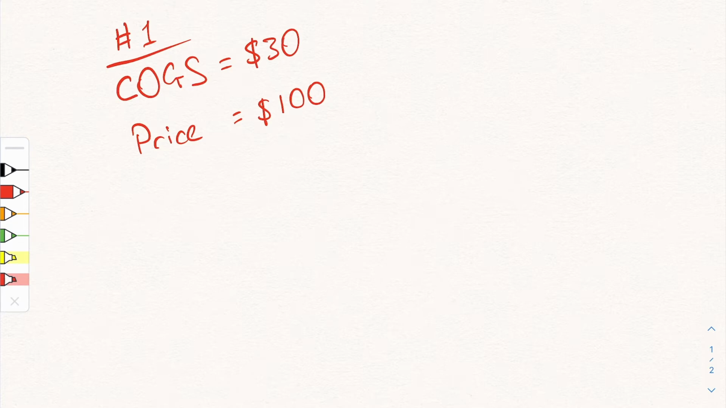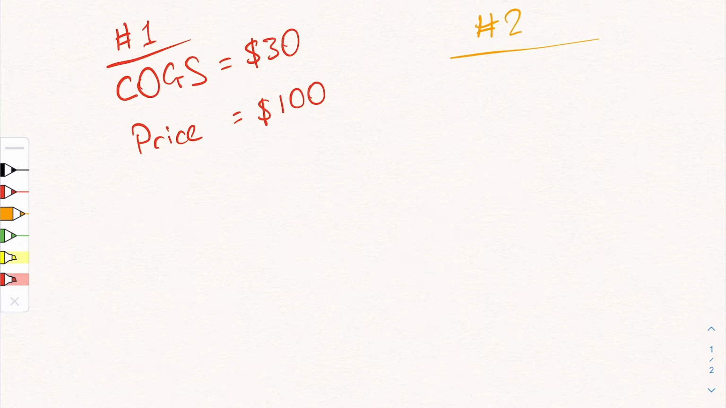But right now, what we're doing is we're working out that break-even point for an individual product, and so we're doing the COGS and the price of that individual product. Okay, now that we've got these two important numbers written down, let's go over to step number 2.